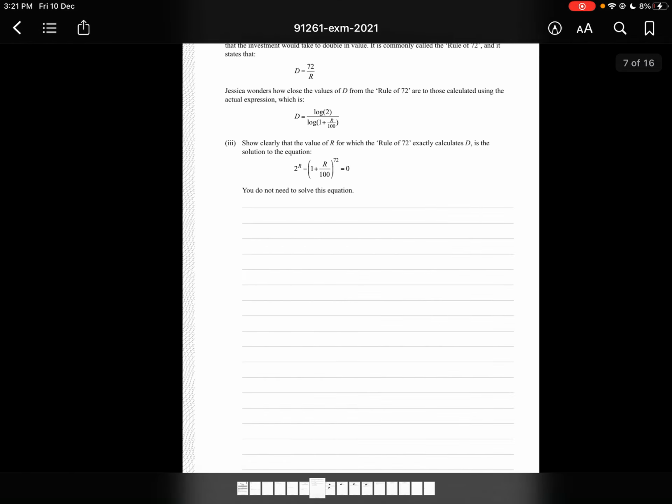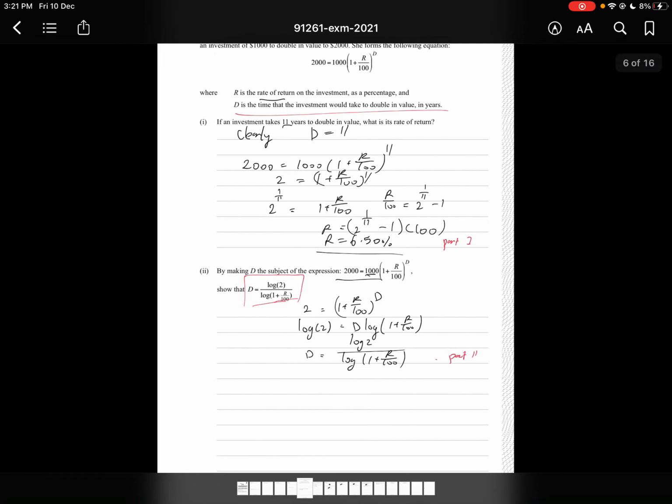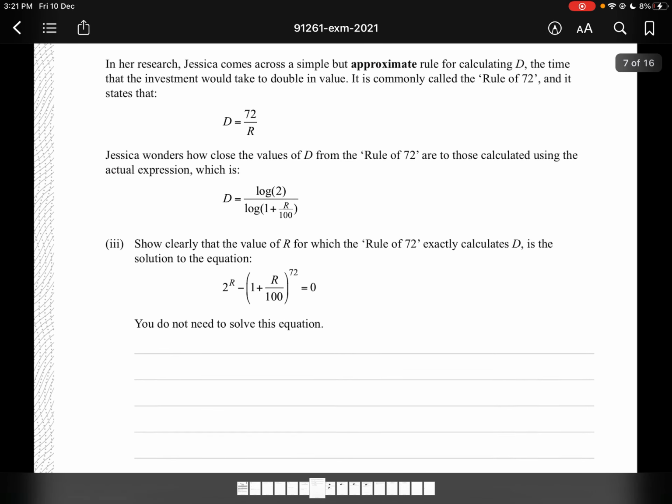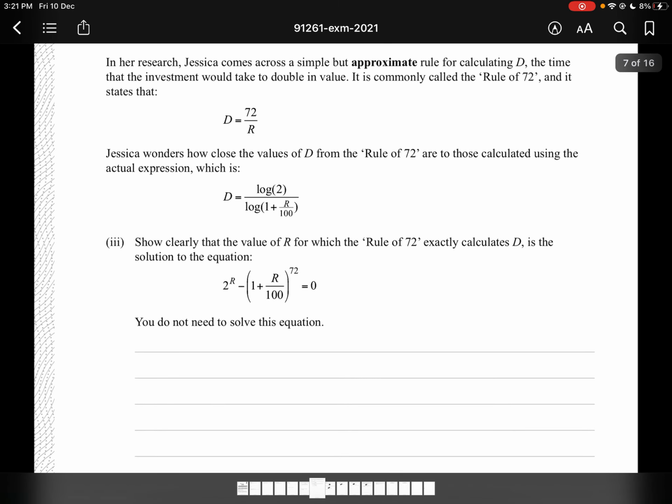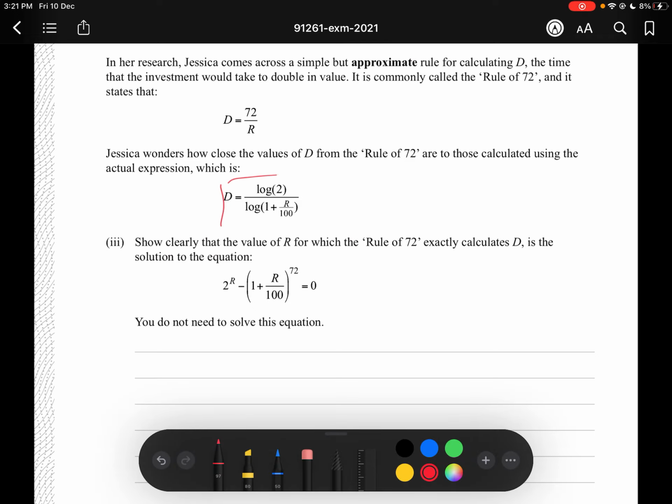And does this continue on? Yes, it does. Okay. So in her research, Jessica comes across a simple but approximate rule for calculating D, the time that the investment will take to double in value. It is commonly called the rule of 72, and it states that D equals 72 over R. Jessica wonders how close the values of D from the rule of 72 are to those calculated using the actual expression, which is D equals log 2 divided by log of 1 plus R over 100.